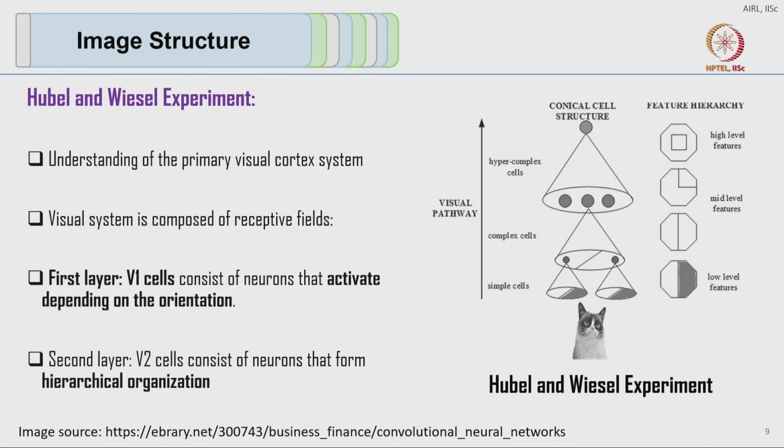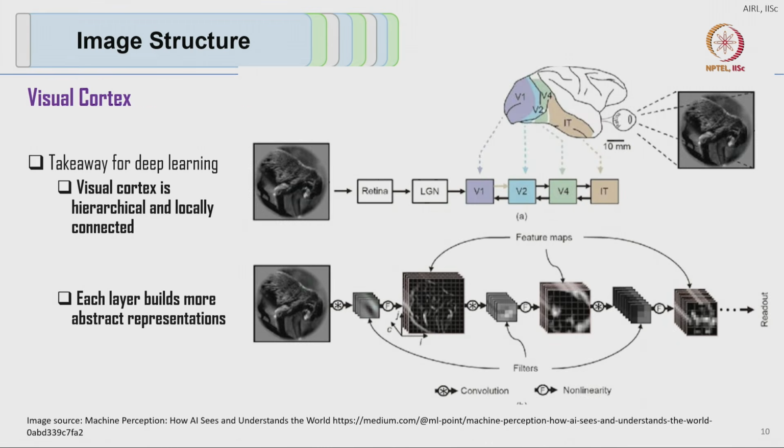And we extract it automatically. If we interpret the details of what we observed, the V1 cells activate depending on orientation, whereas V2 cells consist of a hierarchical organization of this orientation, right. Then I build the complex cell, and the complex cell goes further to the hypercomplex cell to extract the information from the visual image that is presented to the human or animal eye, right.